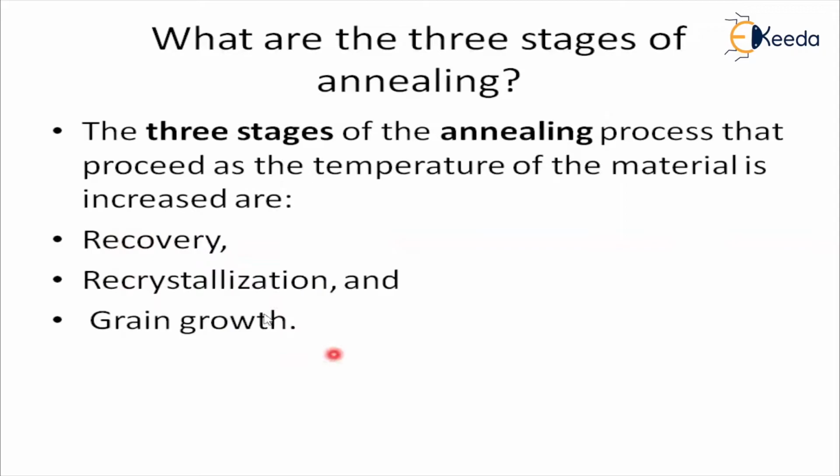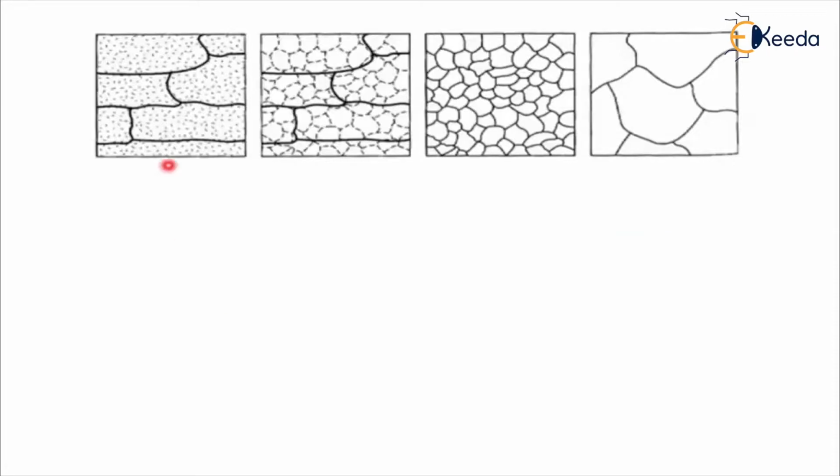Let me explain all these three stages with the help of some simple images. Observe this image here. Four images you are observing. The first image shows the cold worked material microstructure. Means in all the grains you can observe, there is no formation of crystals here. There is no formation of new grains also. All these are bigger grains. You can observe very clearly. So that means it is a deformed microstructure. The cold worked material means it is a deformed microstructure.